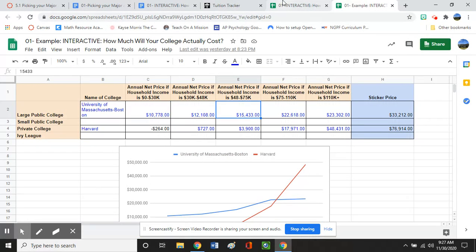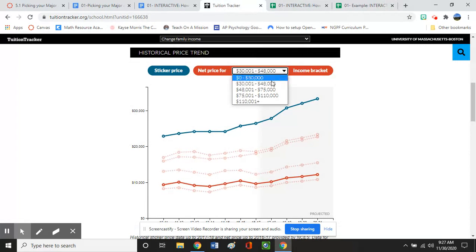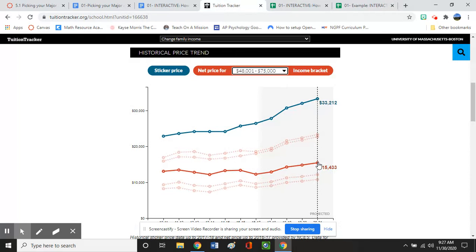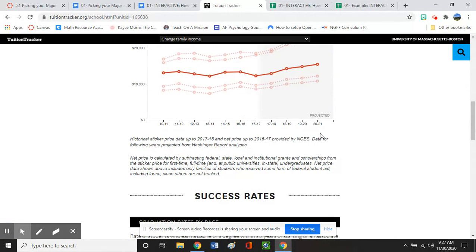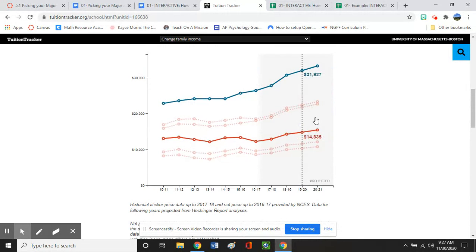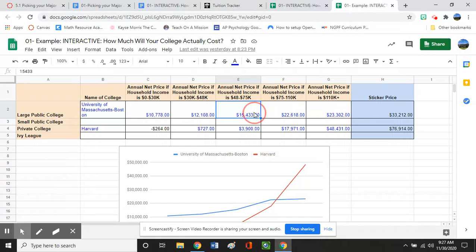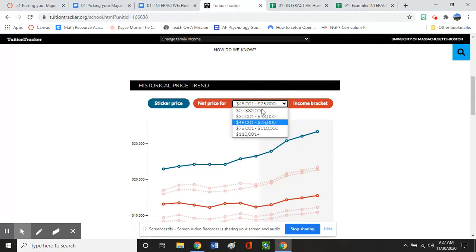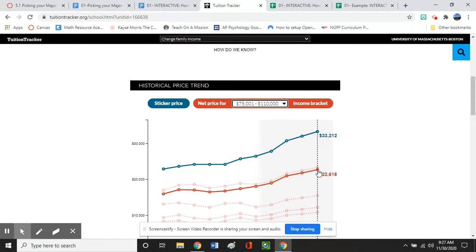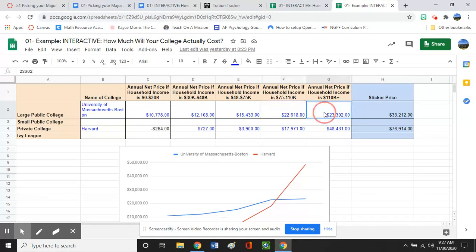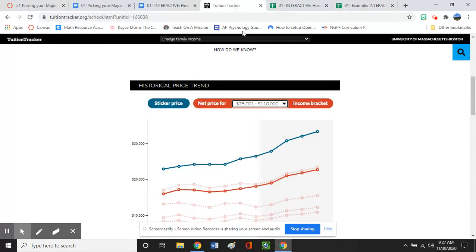Go to my 48,075. Just keep going down. Go to my next red. The reason why I'm picking the one at the end is that's the 2020, 2021 year. So now I'm picking that 15,433. That's what I put right there. Now I'm going to do my 75,110. Again, I just keep changing this to get my new net price, 22,618. That's this value. And then my 110,000 plus is our last one, and that would be the 23,302.